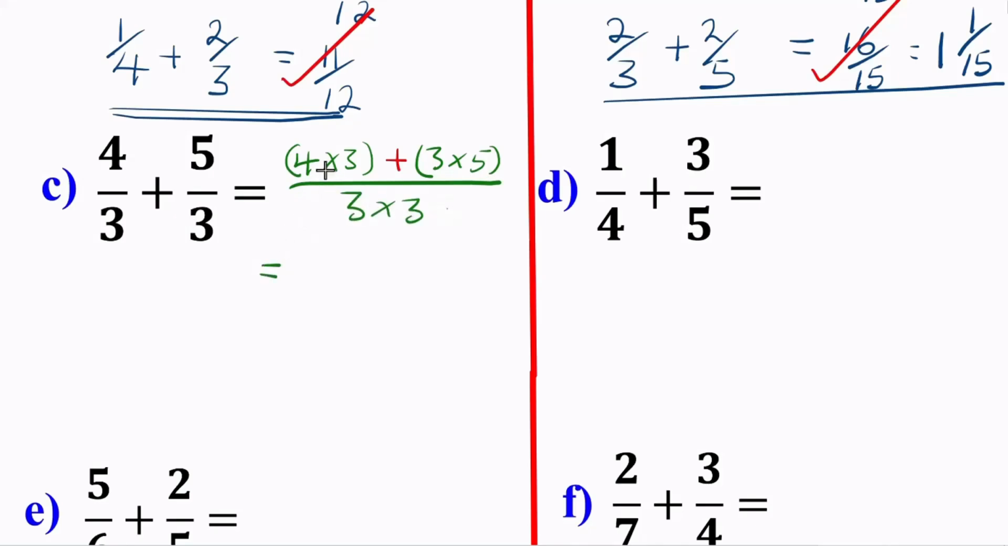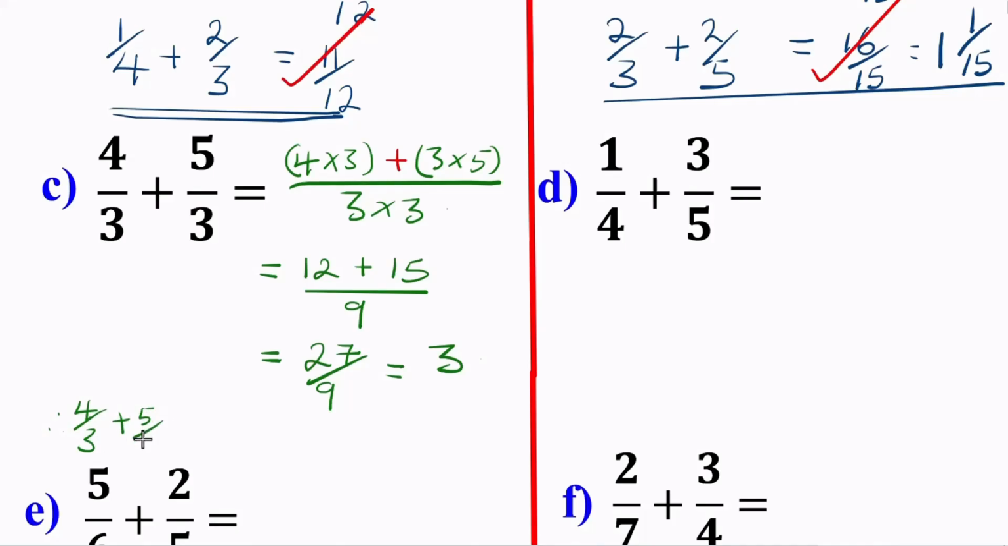So this is giving us 4 multiplied by 3, that's 12. Then plus 3 multiplied by 5, that is 15. The whole of it being divided by 9, as we are getting 3 multiplied by 3, a 9. So as we continue simplifying, 12 plus 15, this is 27 divided by 9. And this is the same as having 3. Therefore, our expression, which is 4 divided by 3 plus 5 divided by 3, equals 3. So this becomes our correct answer for that case.